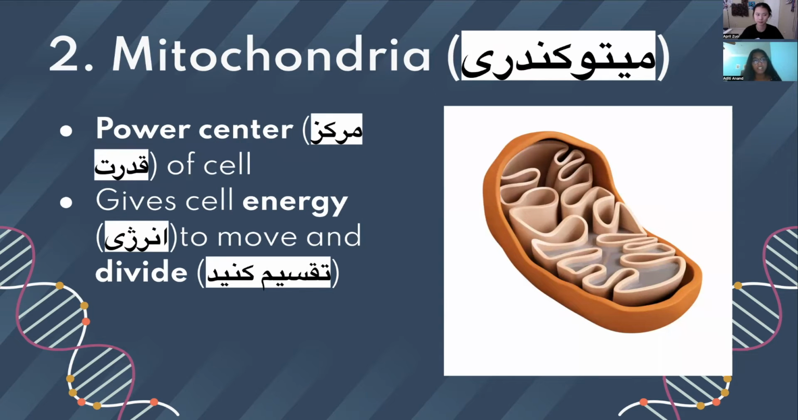So the mitochondria, we like to famously call it the power center or the powerhouse of the cell. And the reason why we call it that is because it gives the cell energy to move and to divide. So the mitochondria kind of looks like a small bean, like you can see in the picture, and they float inside the cell around the nucleus. And so they are really, really important in converting sugars and raw foods and proteins into energy. And that's what gives us the ability to move around and to do daily activities.